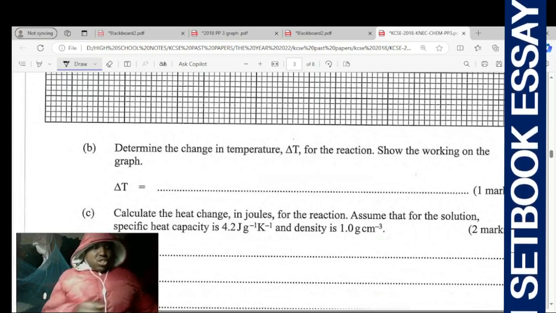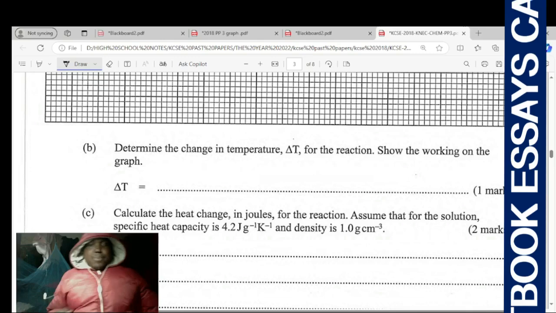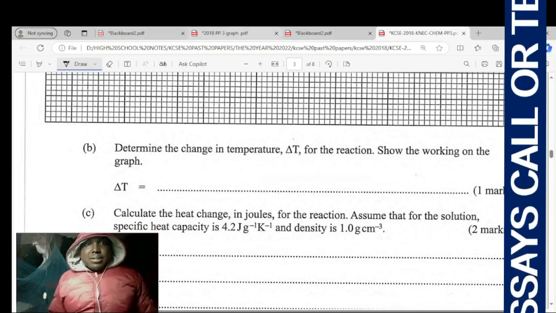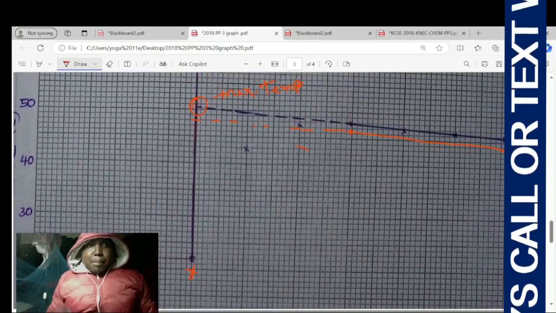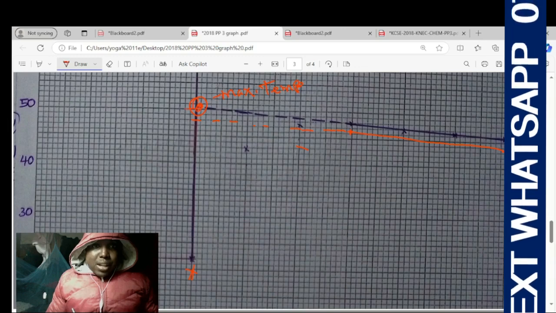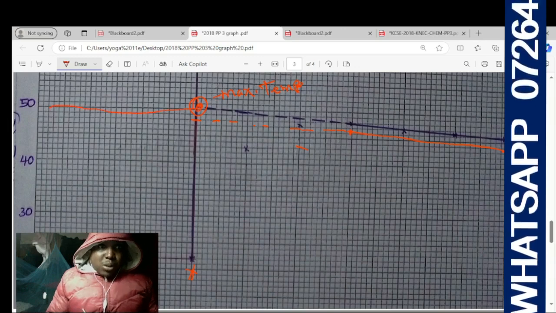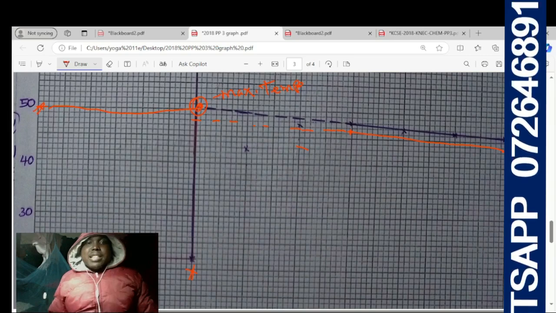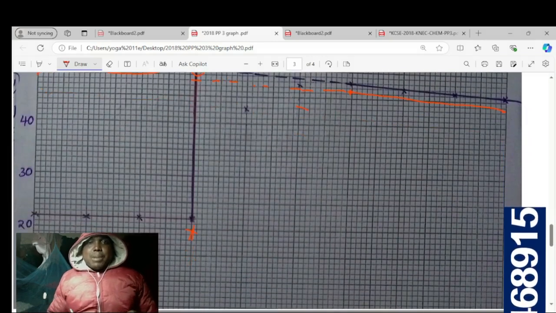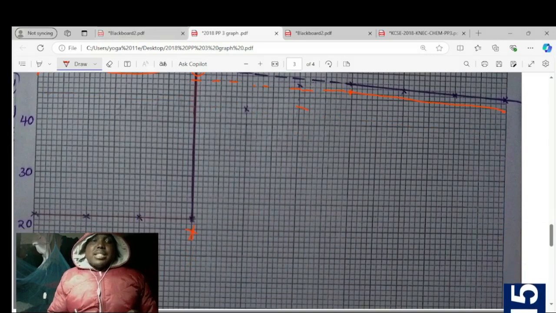Determine the change in temperature for the reaction shown. So you extrapolate. Where this extrapolation dotted line reaches the curve, that is where you read. So mine has reached here, so you read here. You find that the highest temperature it would have reached is 50. So we did not reach 50, but the highest temperature it would have reached is 50. So that is the maximum temperature. Remember, temperature change is maximum minus minimum.